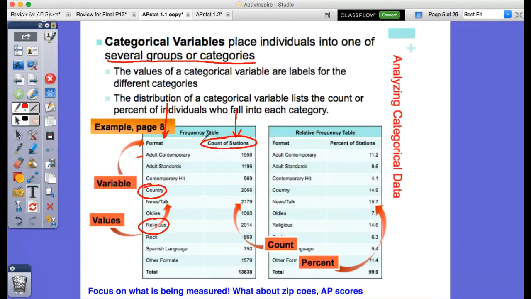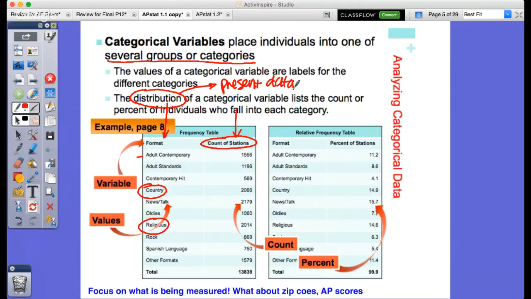Because the format of each of the radio stations is a specific category, we call this a categorical variable, okay? Now, something that's important is this thing called the distribution. What does that mean? Well, a distribution is the way that we present data, okay? Sometimes we have different distributions, and we'll talk about that as well, okay?